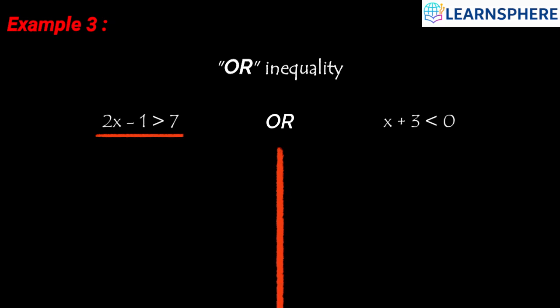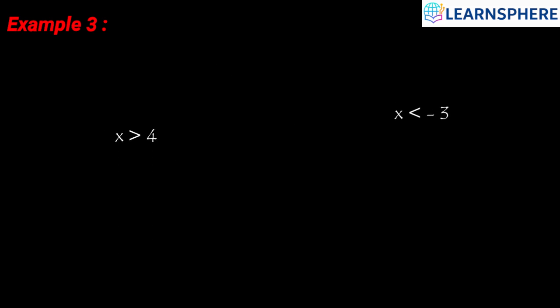On the left-hand side, we have 2x - 1 > 7, which can be simplified to 2x > 7 + 1, which is 2x > 8, where we'll get, on the left-hand side, x > 4. Next, on the right-hand side, we have x + 3 < 0, where we will get x < -3. Next, we can represent these answers on a number line.